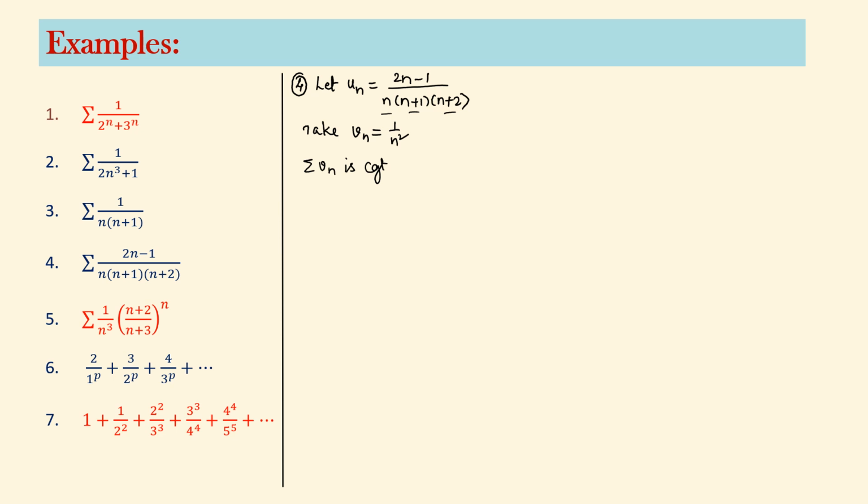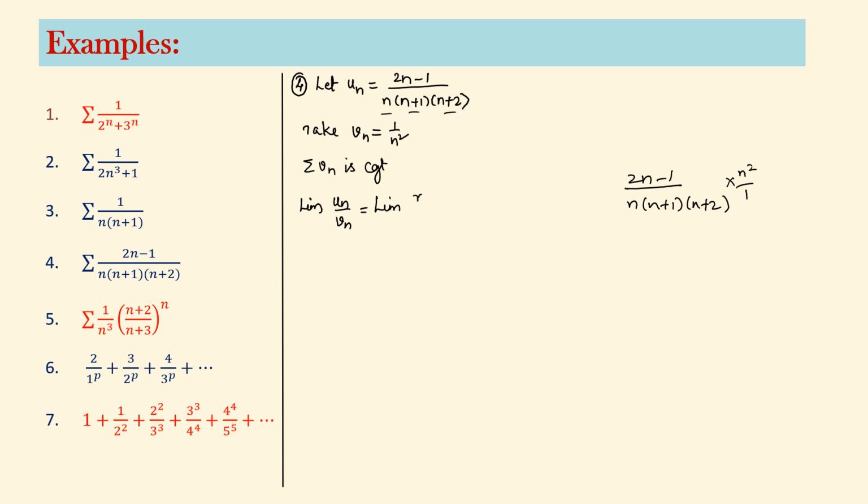Now what about limit of Un by Vn? Limit of Un by Vn is (2n minus 1) by n(n plus 1)(n plus 2), divided by 1 by n square. So dividing by 1 by n square becomes multiplying by n square by 1.